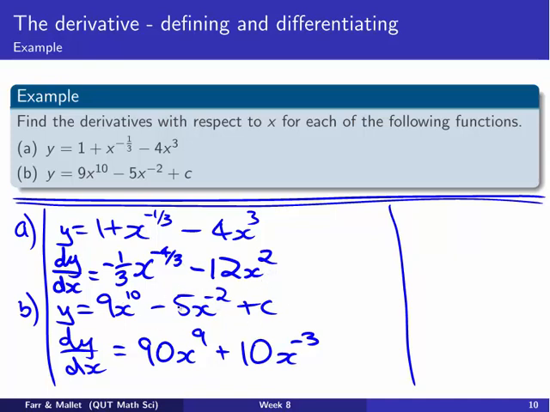Similarly, we've just got powers of x here, pulling the powers out the front as multipliers gives us 90x to the 9 plus 10x to the minus 3. Assuming c is a constant, we've just got a derivative of 0 there. And we have our results.